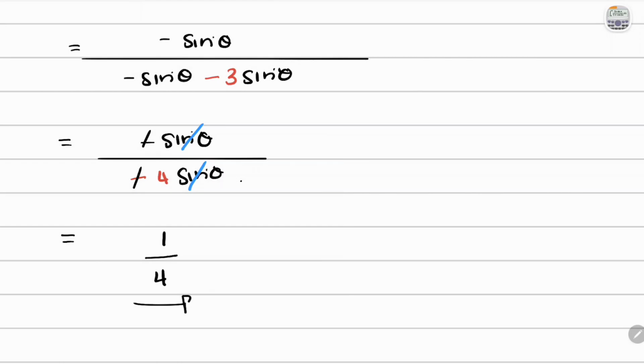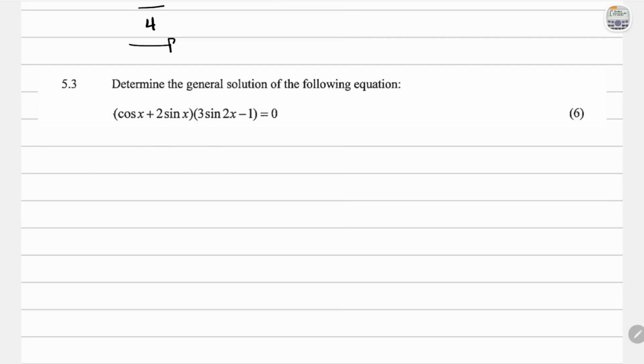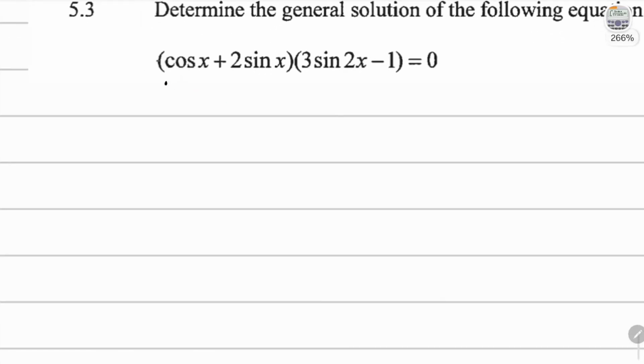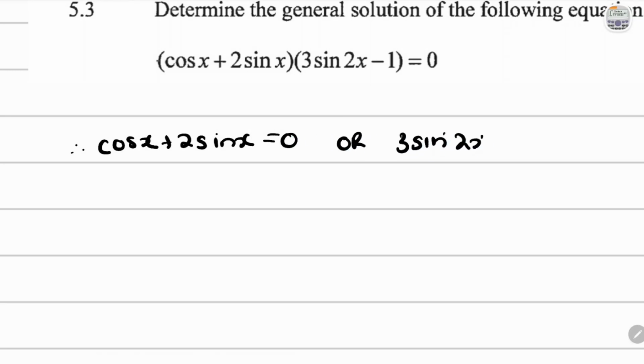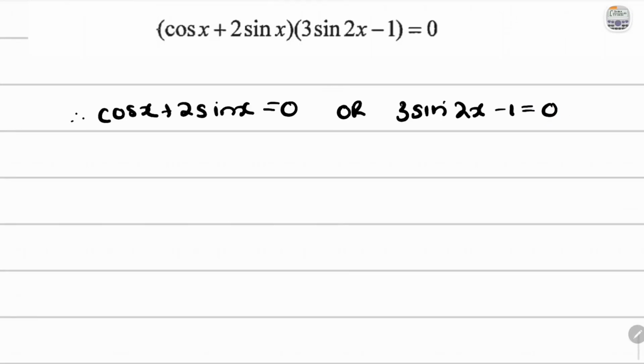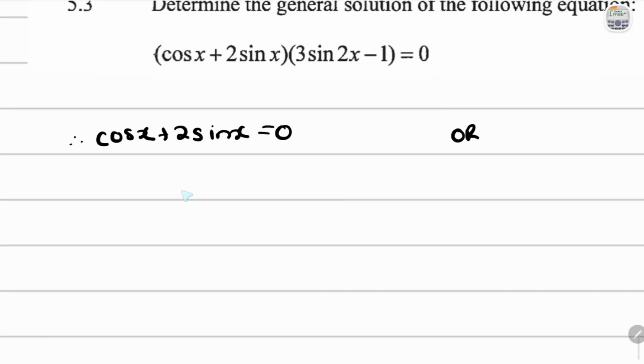And we move on to 5.3. The next question, 5.3, says, determine the general solution of the following equation. Okay, they've been very nice here. They factorized it for you. So you just have to solve. So since they factorized it, you have something times another thing gives you 0. Therefore, it means the first factor, cos x plus 2 sine x, is either equal to 0, or the second factor, 3 sine 2x minus 1, is equal to 0. Okay, so now we can just work on them. Okay, so let's go ahead and solve.